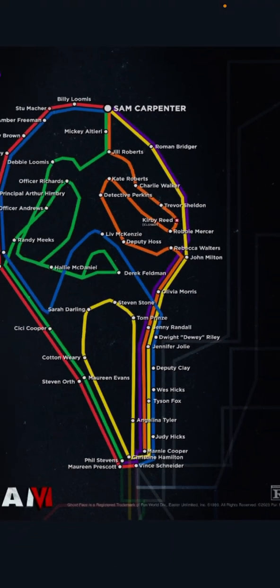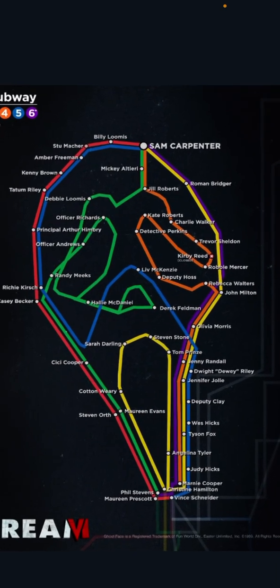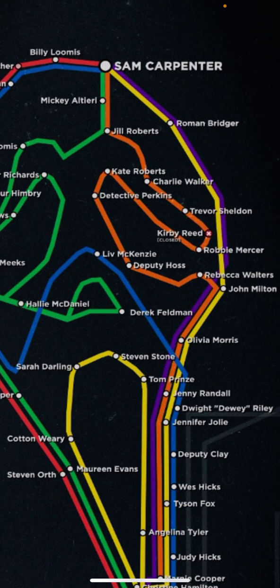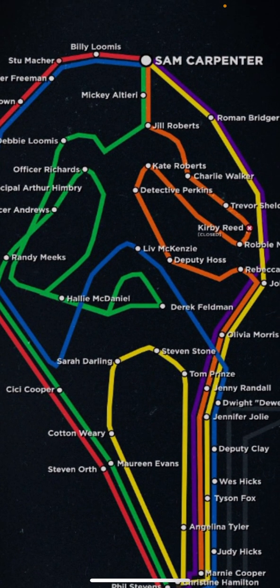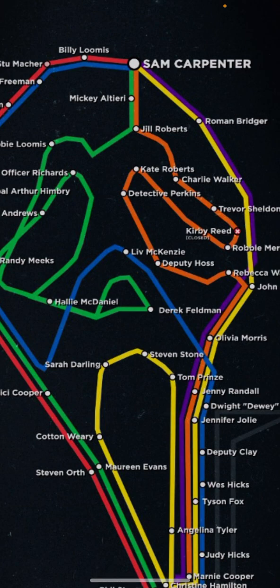And then if you look at Sam Carpenter, she's all capitals, in a big circle and bold, all the way at the top. I feel like it shows that in this map, everything is connected to her. There were some theories going around saying, what if this means Sam is going to be a killer, or what if this means she's going to die or something? I don't think that's the case here.